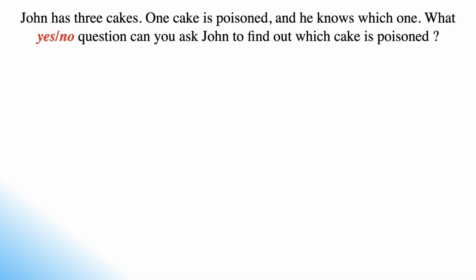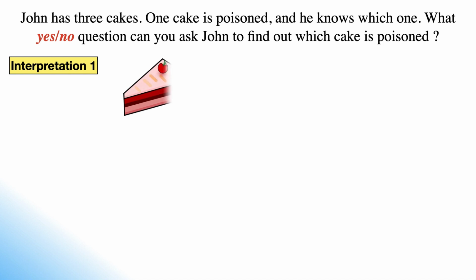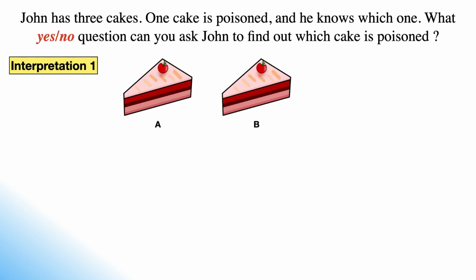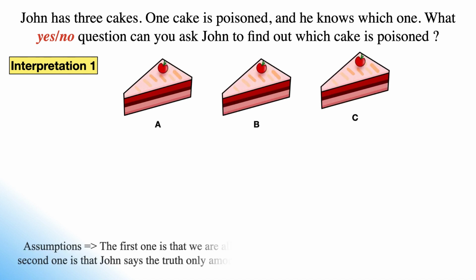This particular puzzle can have multiple interpretations. Let me explain the solution, which I think is the best solution. I have taken this solution from multiple sources, and please check the description section for more details. Let's make a couple of assumptions to answer this puzzle. The first one is that we are allowed to cut the cake, and the second one is that John says the truth only among the two options, yes or no.